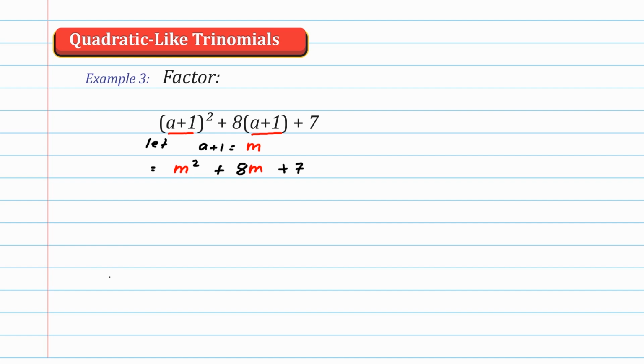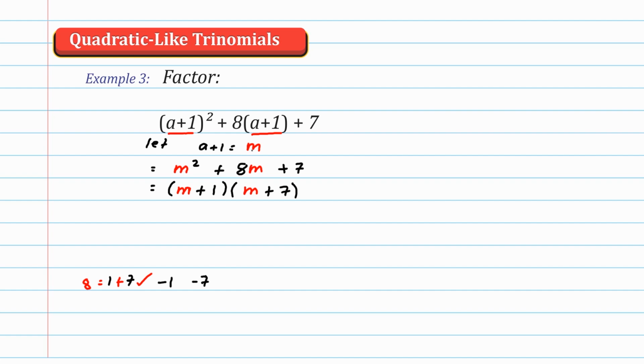Let's write all factors of 7. We have 1 and 7 and negative 1 and negative 7. Of course, it's very obvious. We use 1 and 7 because its sum is equal to 8. Therefore, ang gagawin natin is, we solve this like what we have been doing. Copy the variable m and then use 1 and 7. So m plus 1 and then m plus 7. So these are the factors of this.